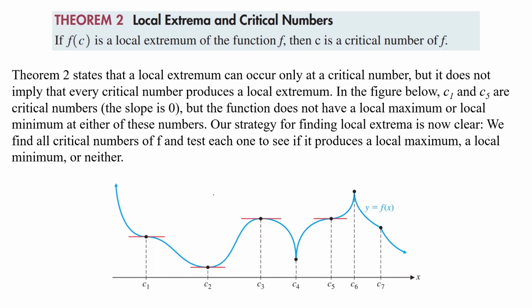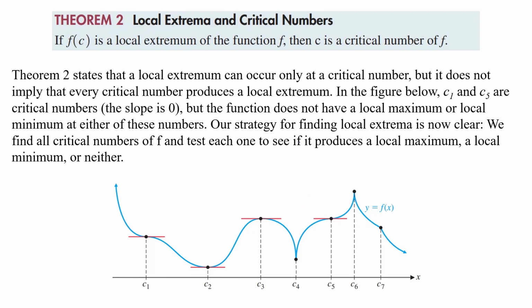So in the figure below, we see that c1 and c5 are critical numbers, and their slope is 0. We cut across there, that's where it changes from concave up to concave down to concave up. But the function doesn't have a local max or a local min at either of those numbers. It's just kind of changing. It's always still going negative in this case, and this one's always still going positive, okay?